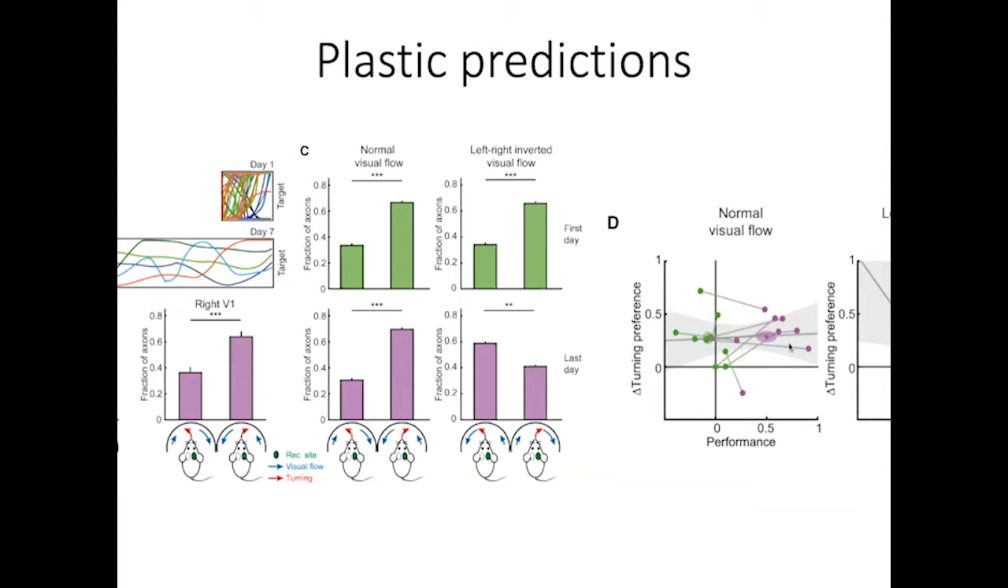But compared to the normal visual flow, they still learn. Like one of them maybe didn't, but the tuning preference changes. It becomes negative, so it goes to the ipsilateral flow. So it's not just about topology. Each individual cycle here is a difference.